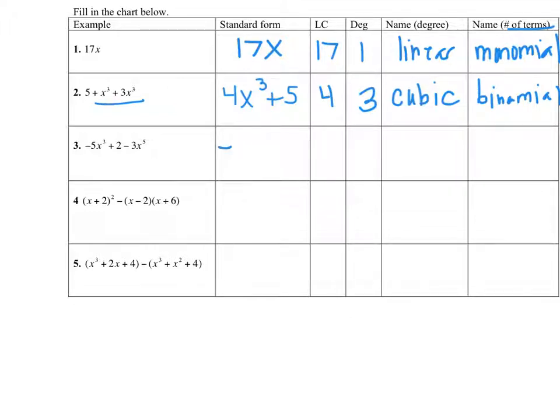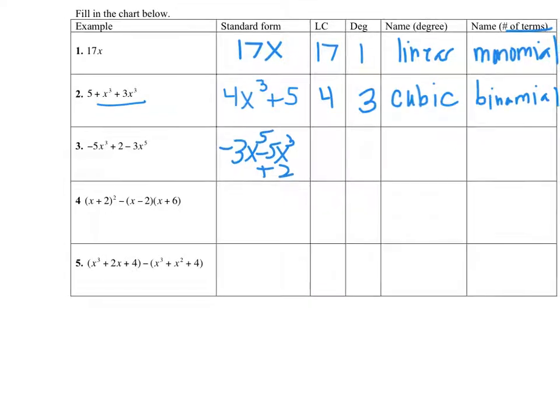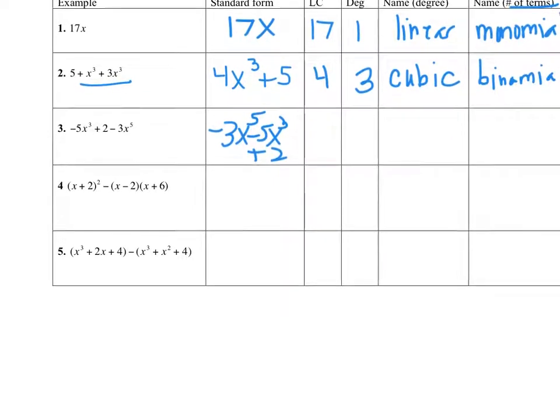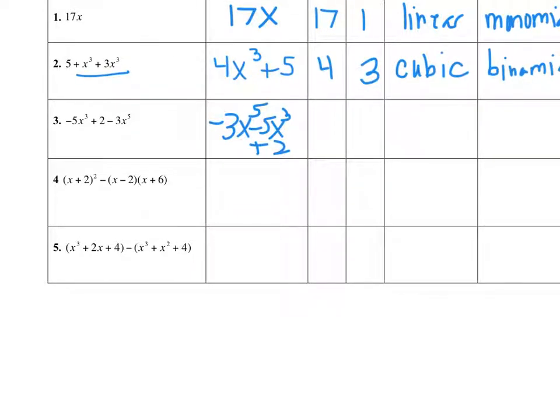We've got negative 3x to the 5th minus 5x cubed plus 2. Kind of ran out of room because I write kind of big. Nope, you can't combine any of those because they have to have the same exponent and the same variable. All right, so what's the leading coefficient here? Negative 3. Good, yes. You even said the negative part. This is a degree 5 polynomial, which is a quintic.